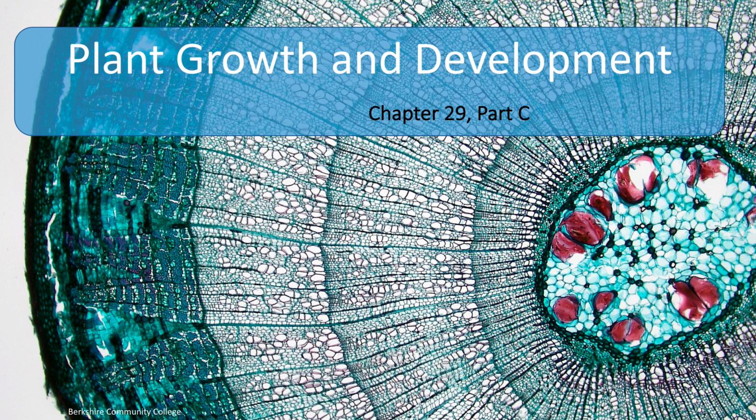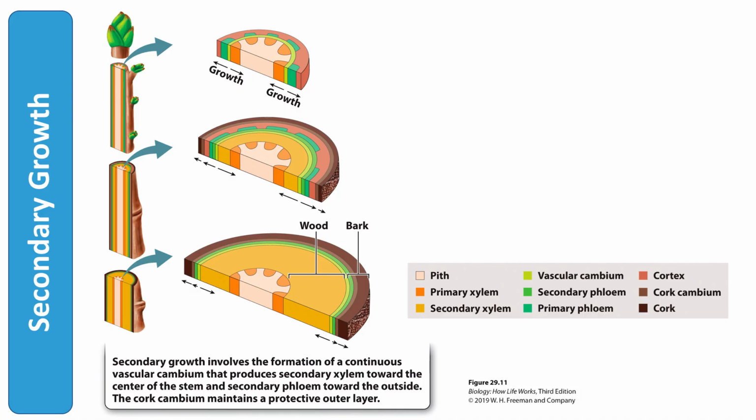Hi everyone! In this lecture we'll finish our coverage of plant growth and development with a look at secondary growth, the development of roots, and a look at some environmental factors that affect growth. Shoot apical meristems are responsible for growth in height or length.